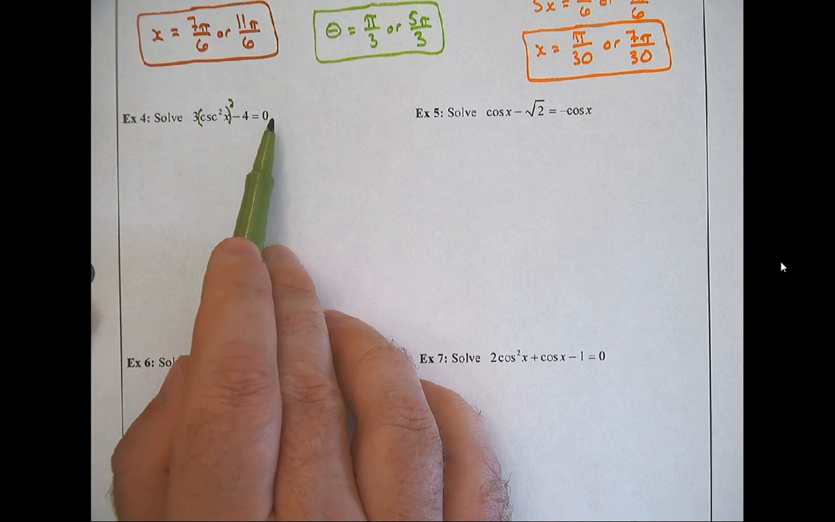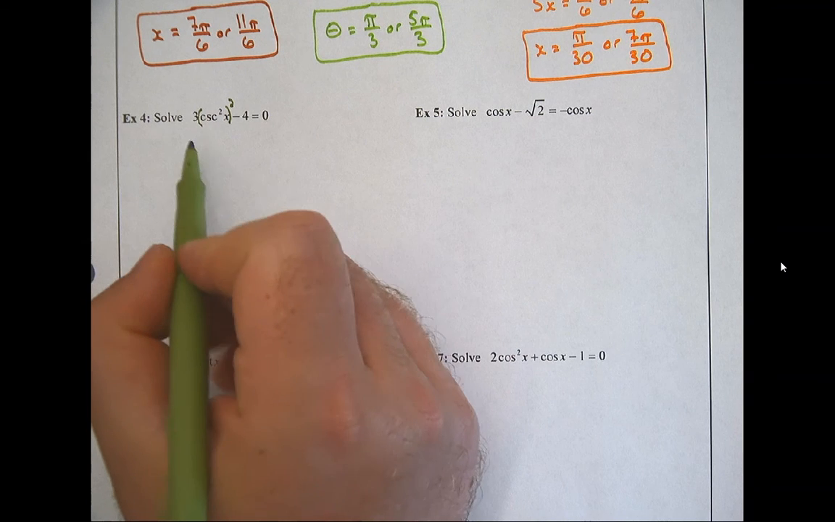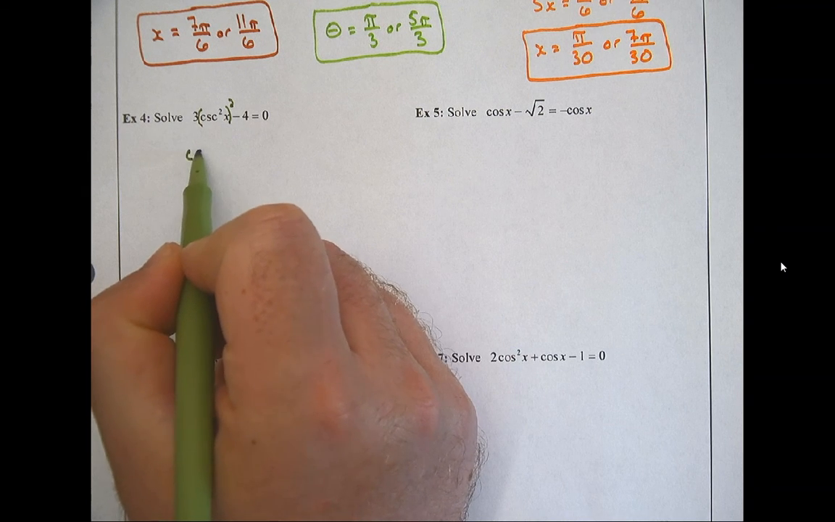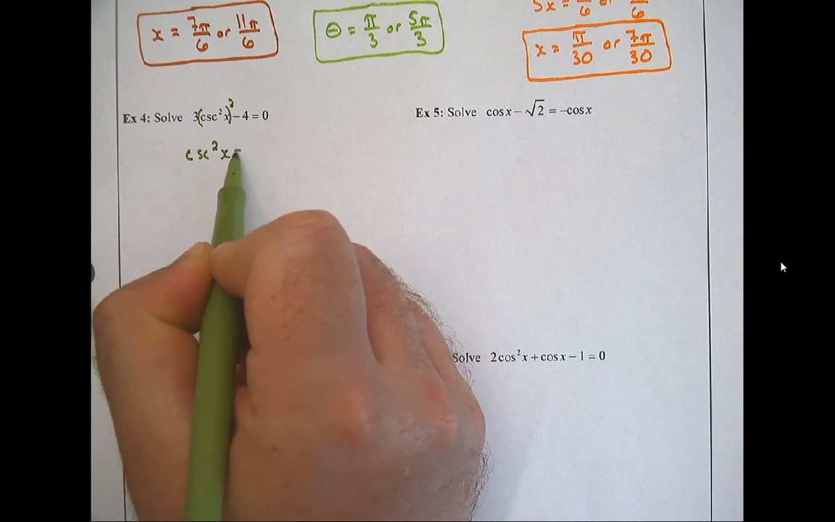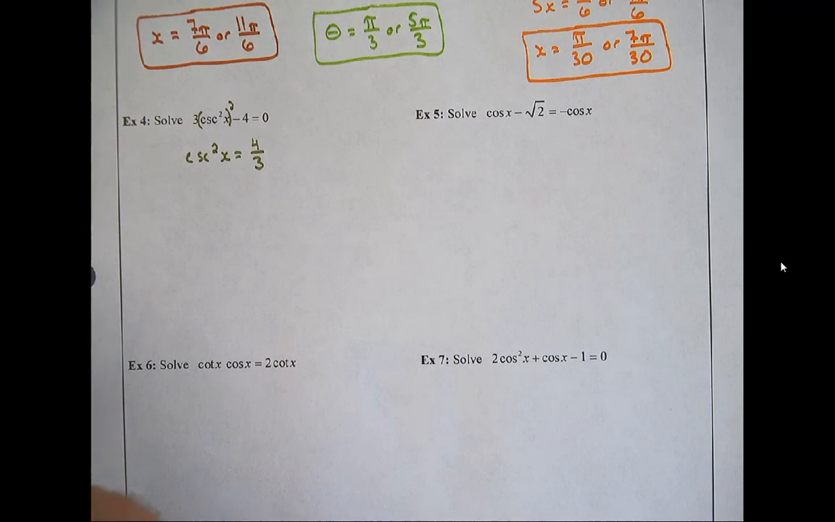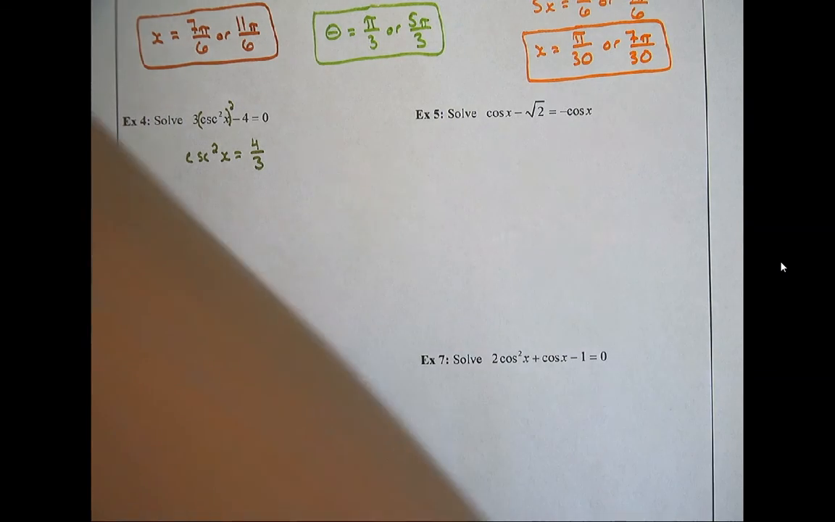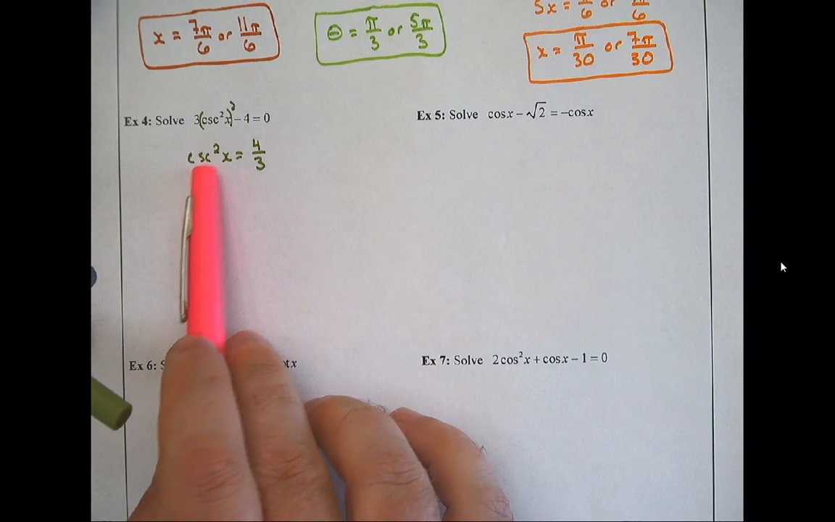So I'm going to add that across. And then the next farthest thing is the 3. So I'm going to do both of those moves at once. So I now have cosecant squared of x equals bump over the 4, divide by the 3. All right, now who's keeping x from being by himself? The cosecant and the squared.